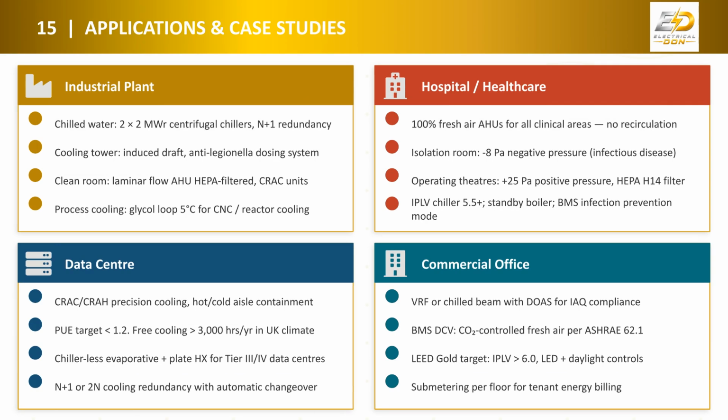This slide showcases HVAC applications across different sectors. For industrial plants, chilled water and process cooling are essential. Hospitals require 100% fresh air AHUs and precise pressure control. Data centers utilize precision cooling and redundancy. Commercial offices focus on IAQ compliance using VRF or chilled beams, along with energy metering and LEED targets.